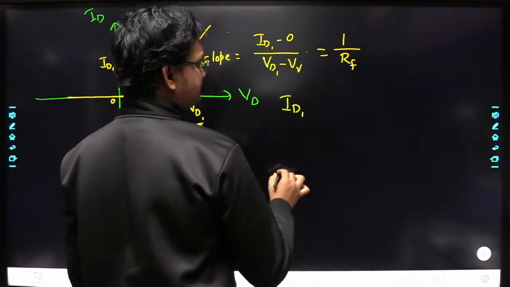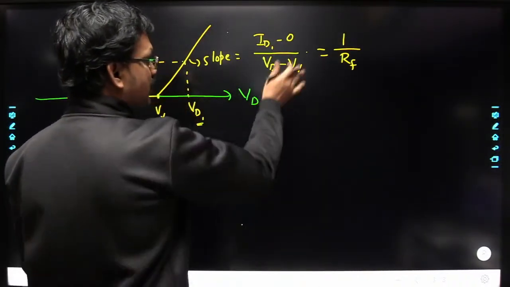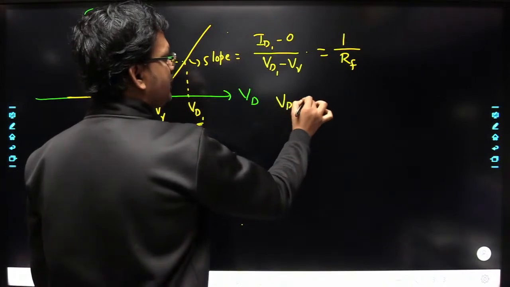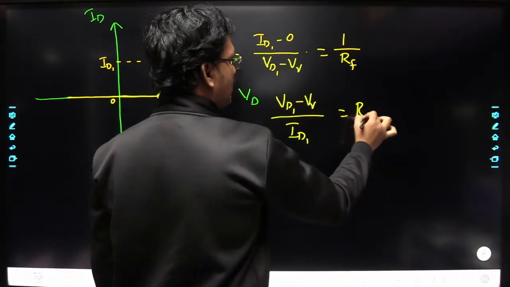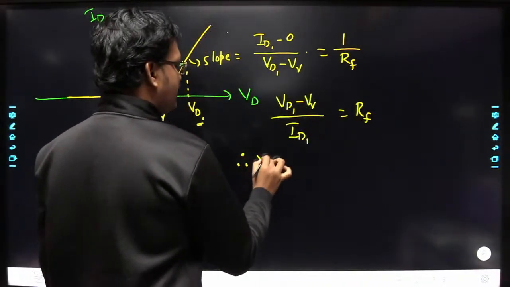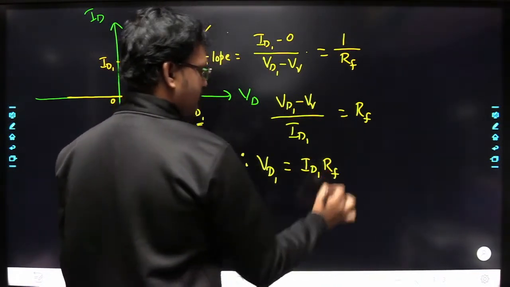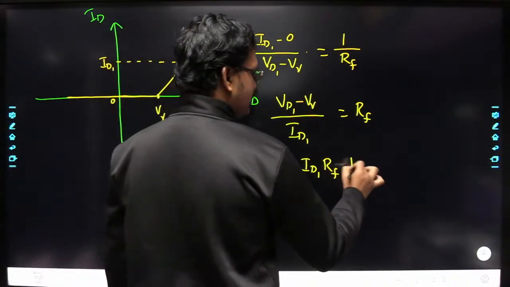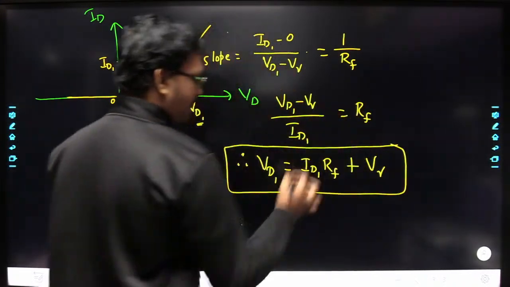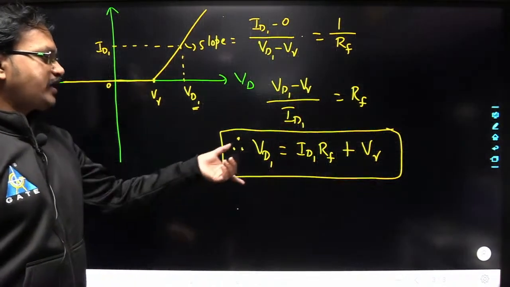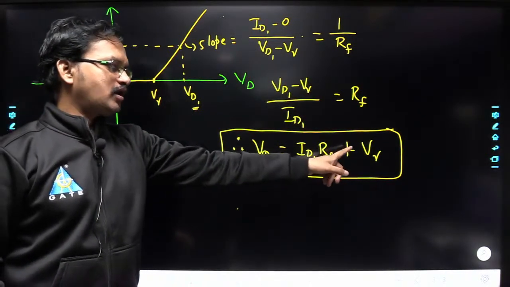Or otherwise I can write in this manner. See here, if I reverse this, I can write this as VD1 minus V gamma by ID1 is equal to RF. Therefore VD1 is equal to ID1 into RF plus V gamma. Yes or no? So the voltage drop across the diode, I can represent as ID1 into RF plus V gamma.